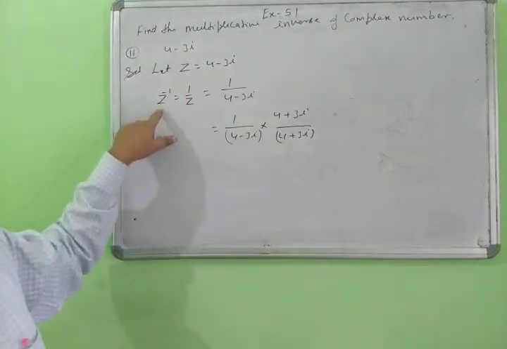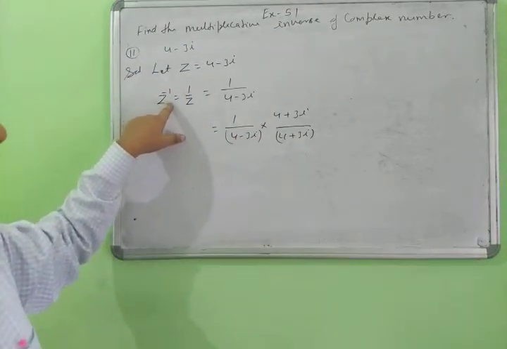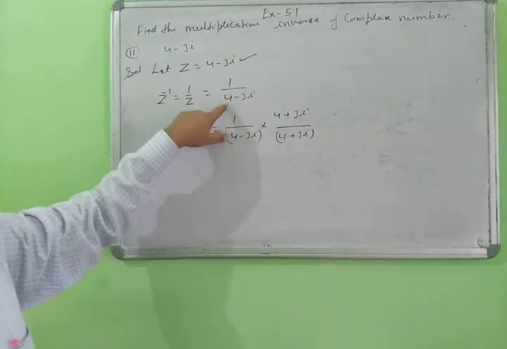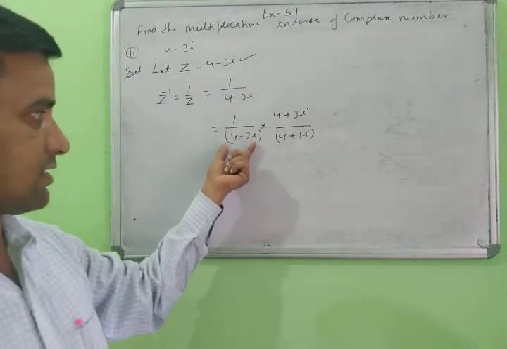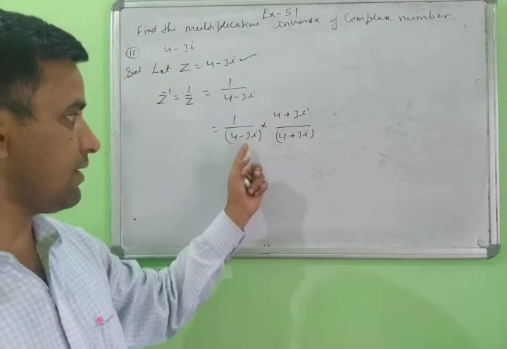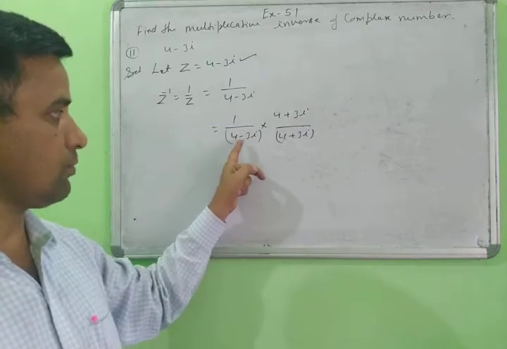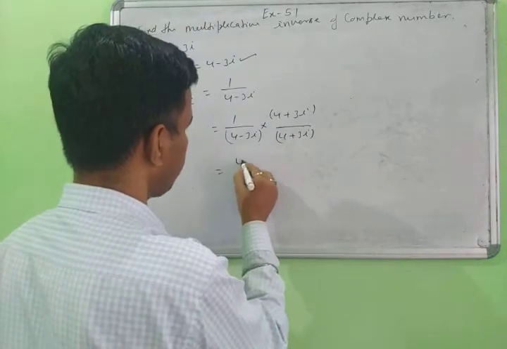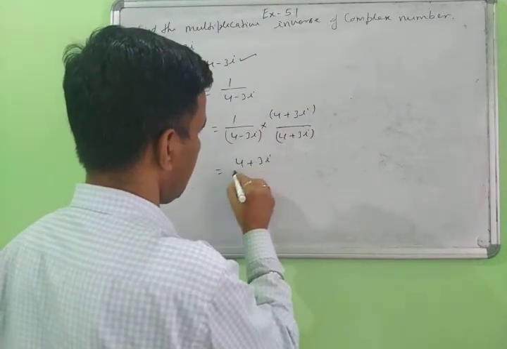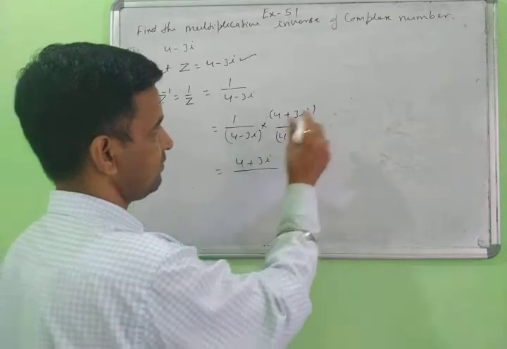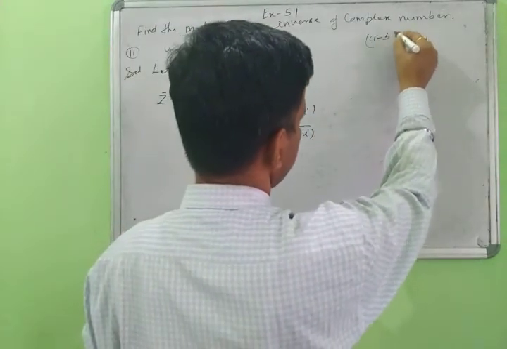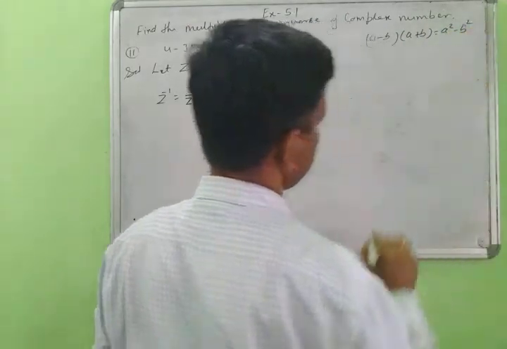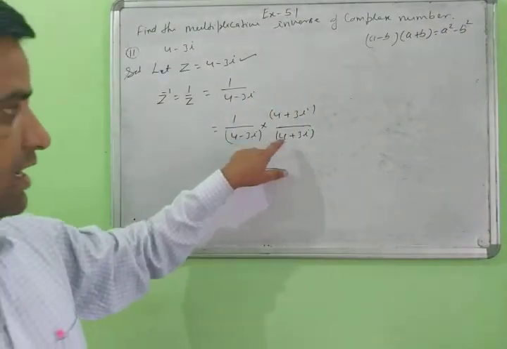First you write the inverse of the complex number, 1 upon z. Here what value of z is given? This is the given z value. Then in this form, after that you will multiply and divide by the conjugate of this number. The conjugate of 4 minus 3 iota is 4 plus 3 iota. What will be here? 4 plus 3 iota upon, and here using (a minus b)(a plus b), this will be a square minus b square.